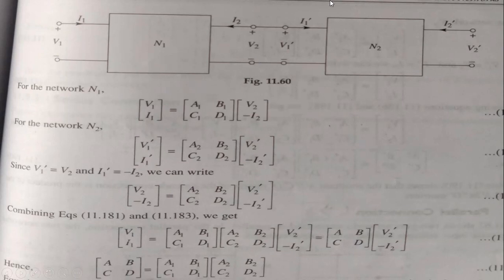Again, we know very well the output port, the output potential and current, will be connected and treated as a source of the second network. Even though that is the destination or terminating point of the first network, it will be treated as a source of the next network. So this potential, which is connecting to the other one, is treated as a source.